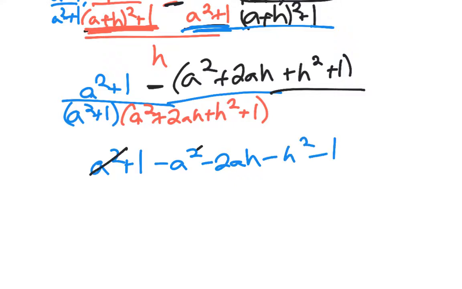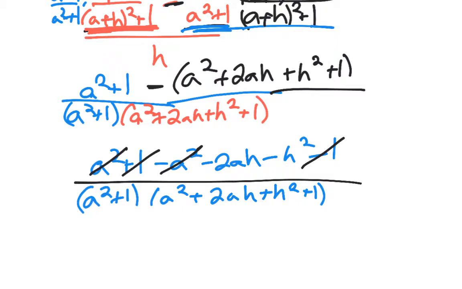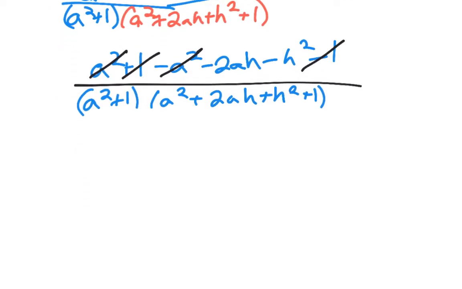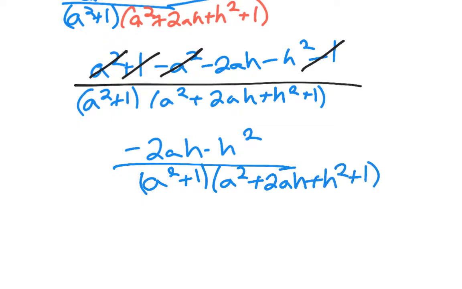And a lot of stuff's going to cancel out here, which is nice. Well, maybe not a lot, but enough. And then I get, on the bottom, I'm just going to carry it along as it is, a squared plus 1, and then a squared plus 2ah plus h squared plus 1. And it goes to negative 2ah minus h squared. And what I have been leaving out up until this point is that it's all over h. I'm going to scroll back up here in a second and show you, because I needed to simplify everything that I could as far as I could first.